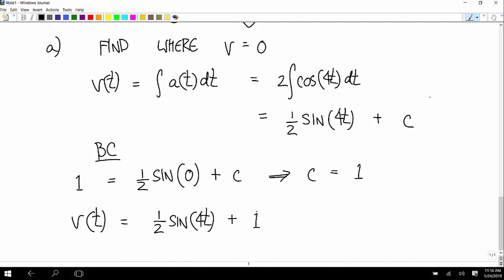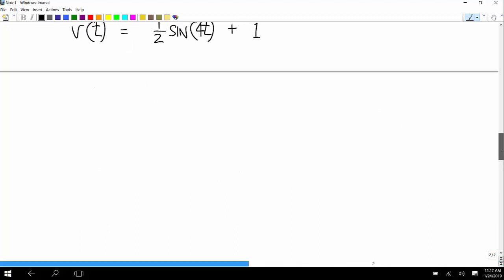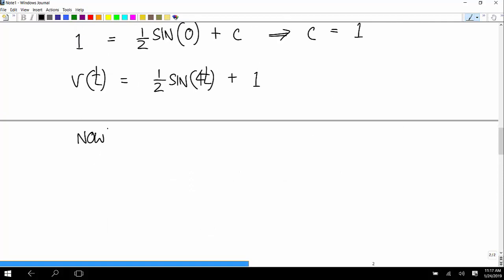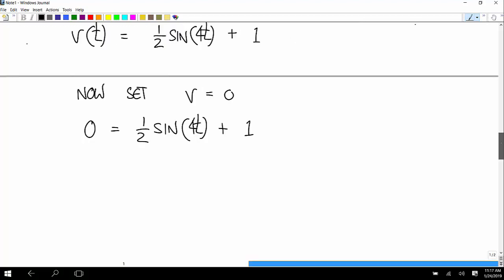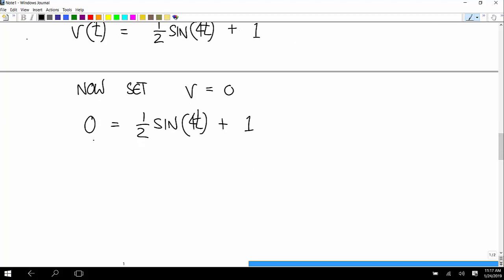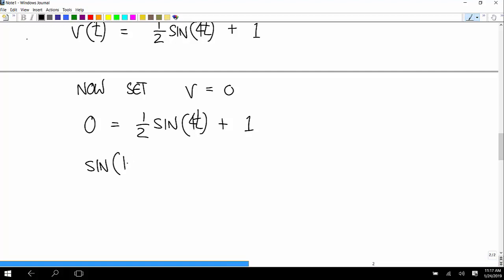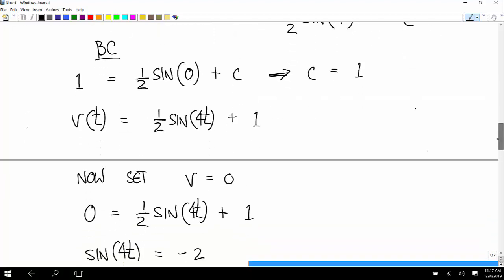Did any of you get to this point? Okay. So at this point, there's an issue with this problem that I need to correct. So now set the velocity equal to 0. So 0 is equal to 1/2 times the sine of 4t plus 1. So we're looking for sine of 4t equal to -2. Is there a value where sine of 4t is equal to -2? There isn't one. So that doesn't make sense. Well, damn it. Okay, that's my fault.